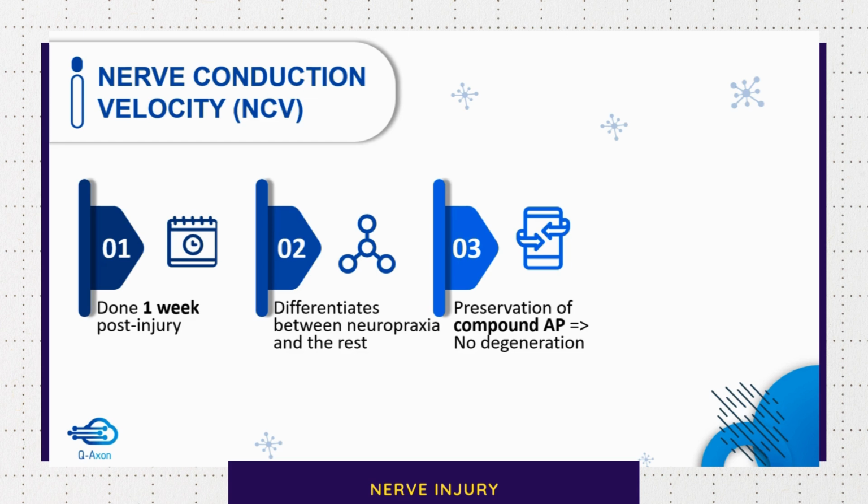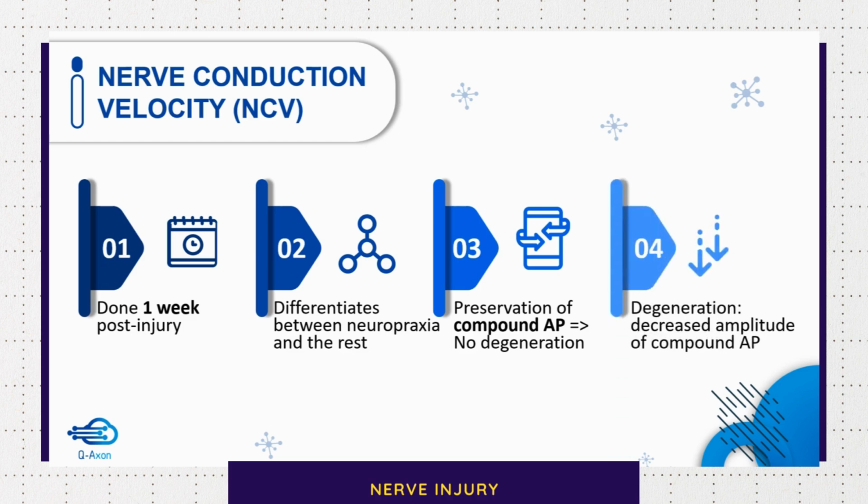Now, if the compound action potential is preserved, then it means that there is no structural damage, there is no degeneration. So it is more likely to be neuropraxia. On the other hand, if you see that the amplitude of the compound action potential is reduced, it is suggestive of degeneration, that is a structural injury.